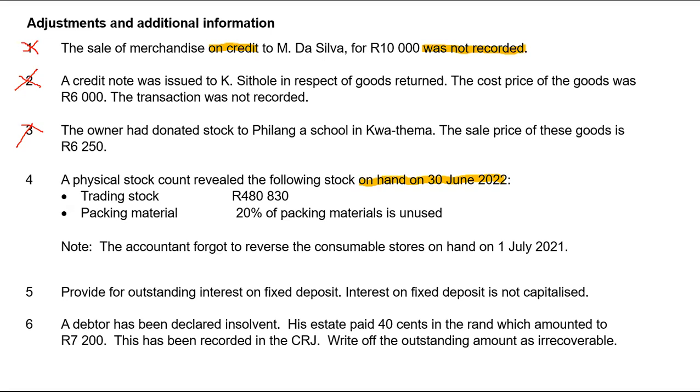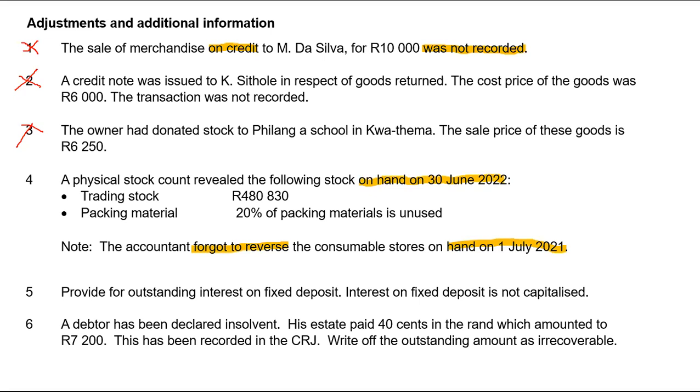480,830 packing material, and they said for packing material, only 20% of packing material is used. And obviously they said accounting forgot to reverse consumable stores on hand on the 1st of July. So meaning that they were supposed to have added that packing material to the packing material for the current year, and they didn't do that, which we just did, by the way.